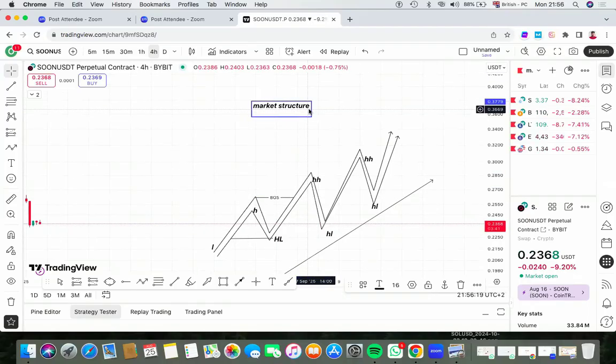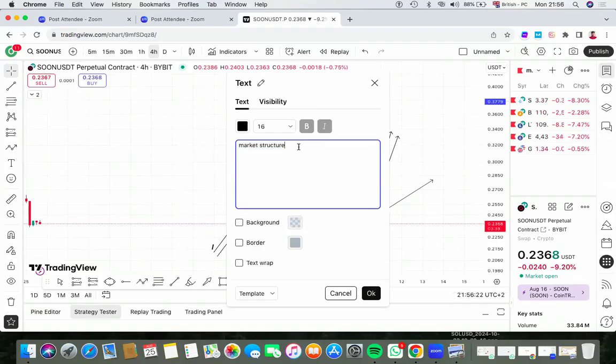Now I'll come back here. You know that we have our market structure, and the next thing we have now is our break of structure. So all this terminology is no longer new to you. You know what they stand for. Once you see something called BOS, you know what it stands for, and you know why it's called that.